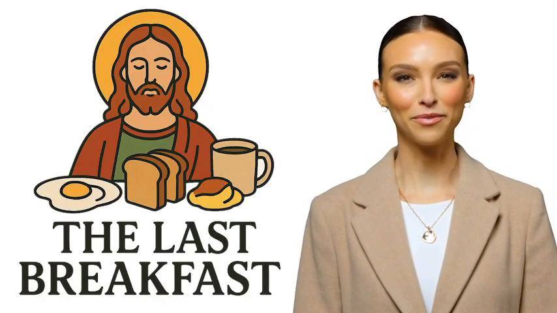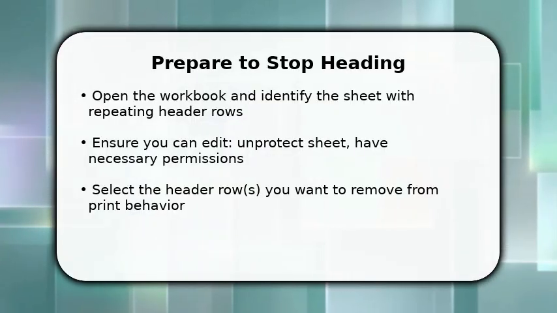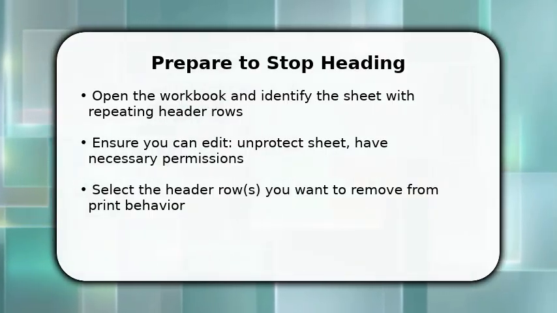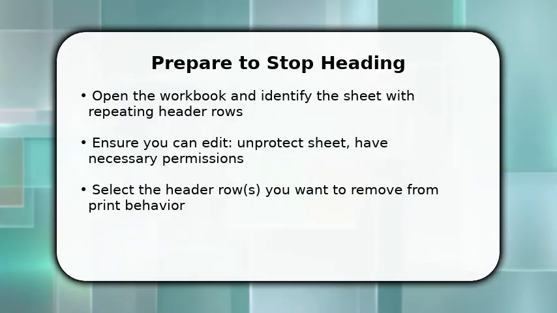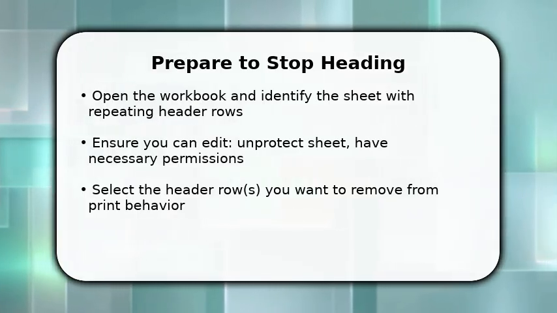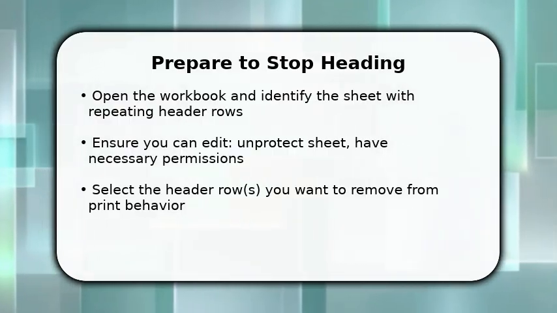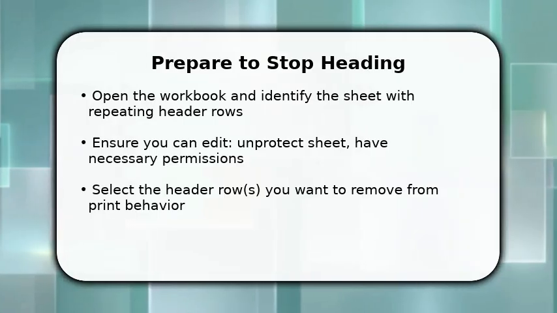Please enjoy the video. You begin by opening the workbook and going straight to the worksheet that prints with a heading you want gone. Select the exact header row or rows. This matters because Excel treats them as print titles. Once done, make sure the sheet isn't protected so you can change page setup.